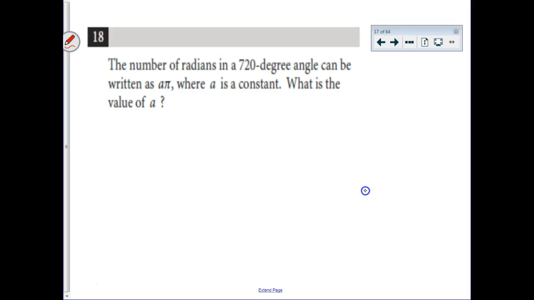Here's another geometry question. This one's a little more exciting, but I think there's something on your formula sheet that helps you out if you got stuck. Is there something about radians and degrees on your formula sheet? I feel like there was. I never looked back at it, but I should do a better job.